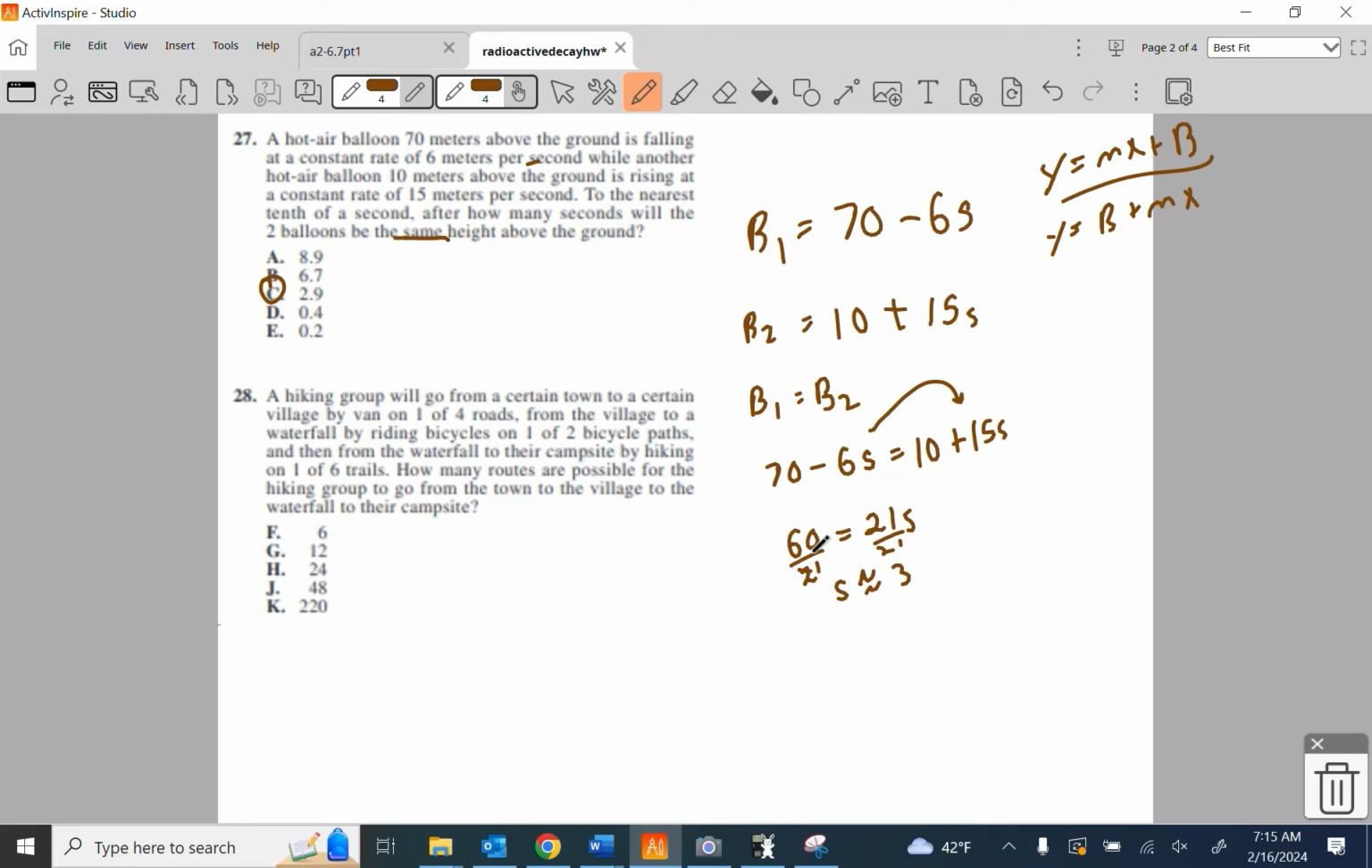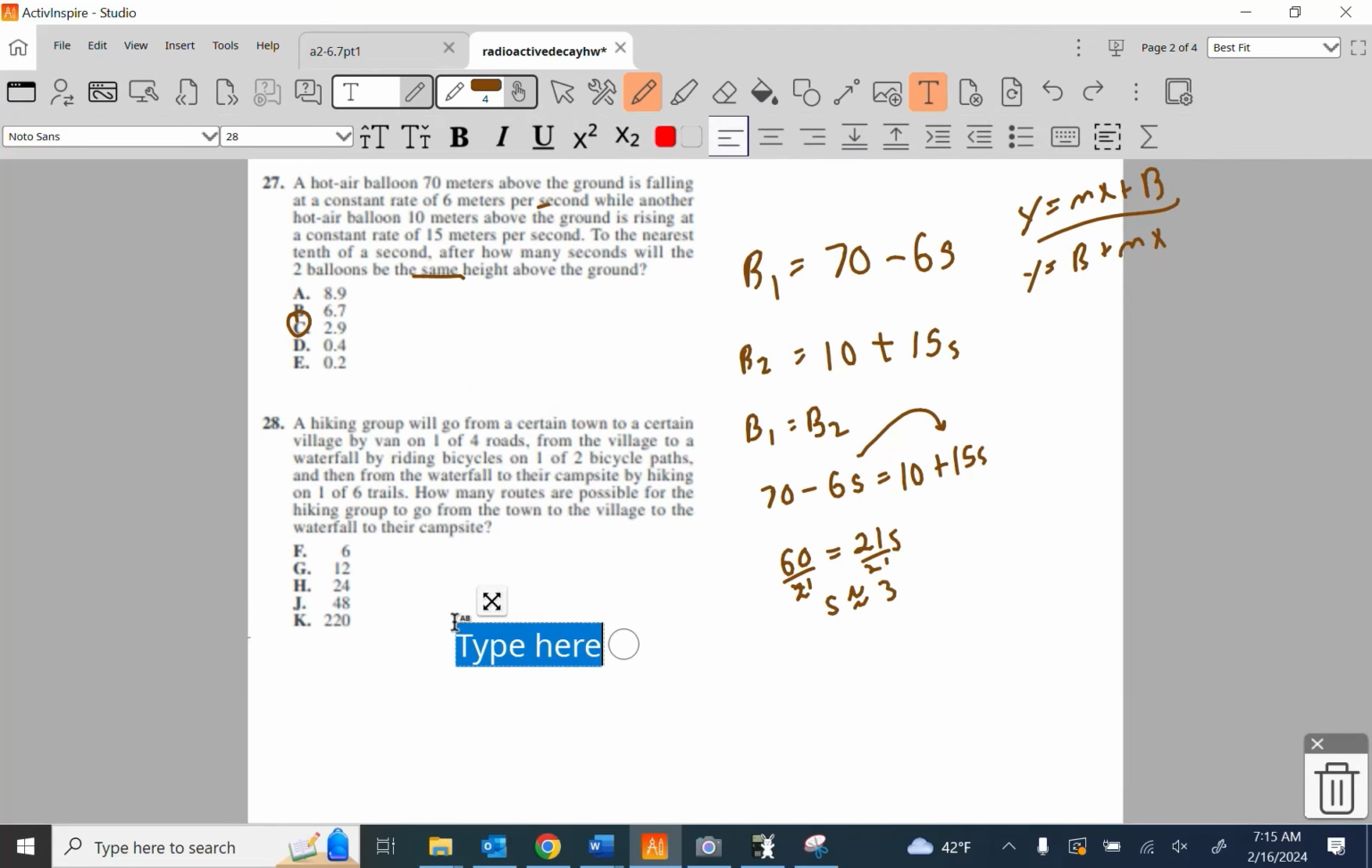A hiking group will go from a certain town to a certain village by van on one of 4 roads. From the village to a waterfall by riding bicycles on one of 2 bicycle paths. And then from the waterfall to their campsite by hiking on 1 in 6 trails. How many routes are possible? So we haven't talked about this yet in Algebra 2, but this is what we call combinations and permutations. And this is the base level introductory problem here. But basically, we're going to take the number of ways we can do each event and multiply them all together.